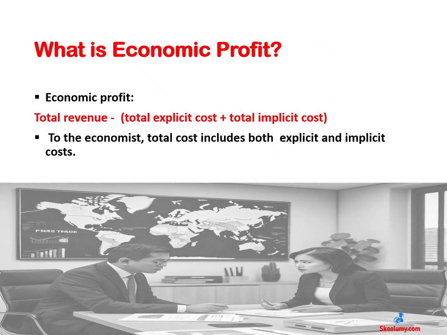What is economic profit? Economic profit is total revenue minus the sum of explicit cost and implicit cost. To the economist, total cost includes both explicit and implicit costs.